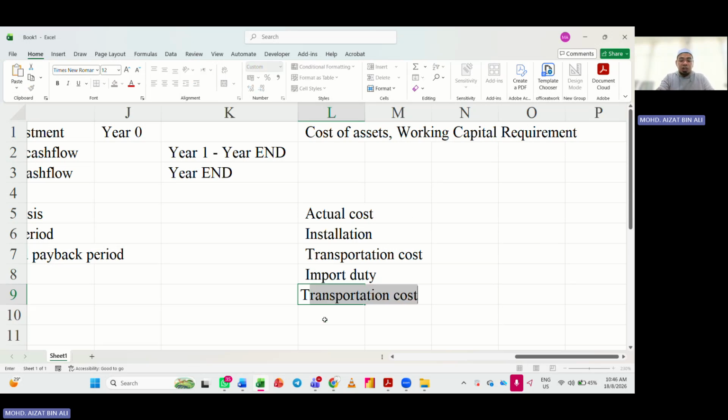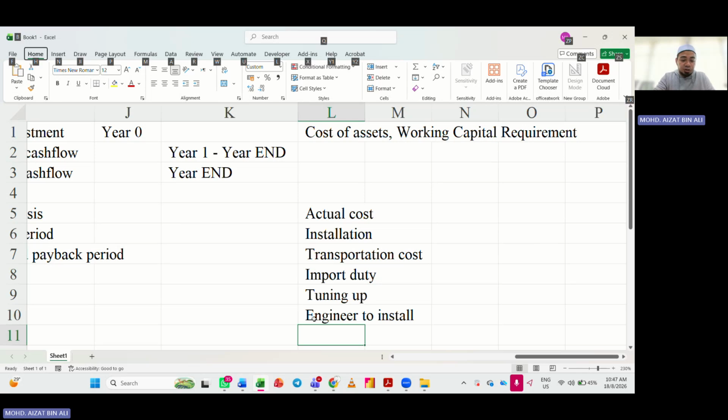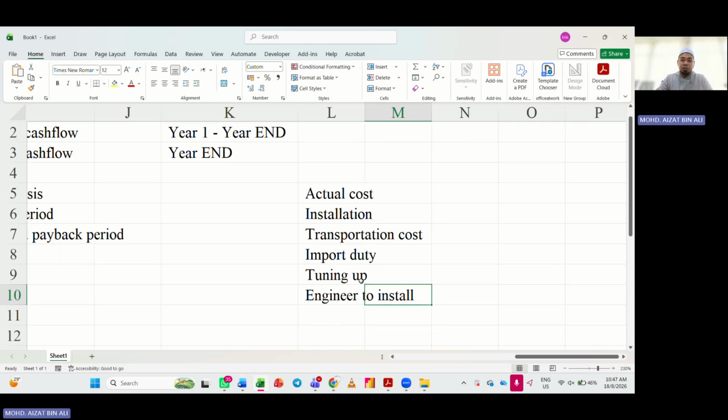Next, tuning up. For example, apart from installation of the asset, maybe we have to set up some software to make the assets actually work. So all these costs need to be included in the cost of asset. If we have to pay for a special engineer to install it, then we are going to include that in the overall cost of assets as well.